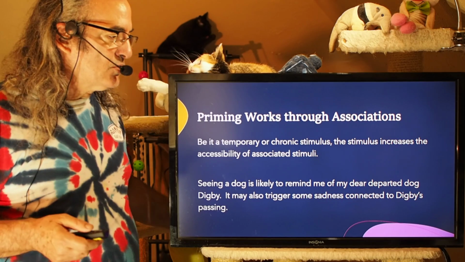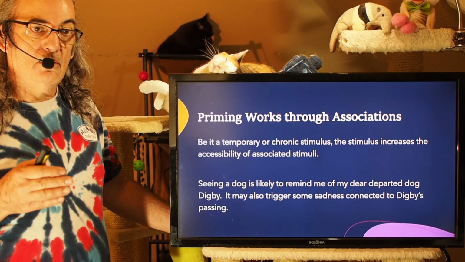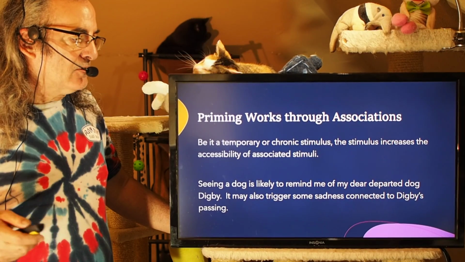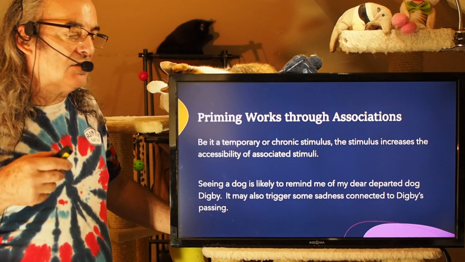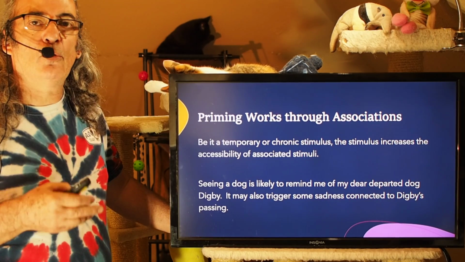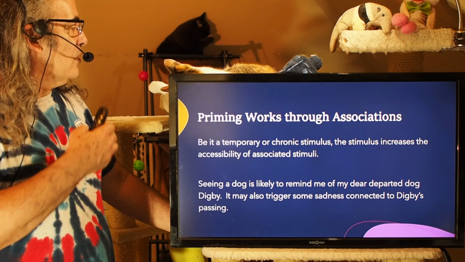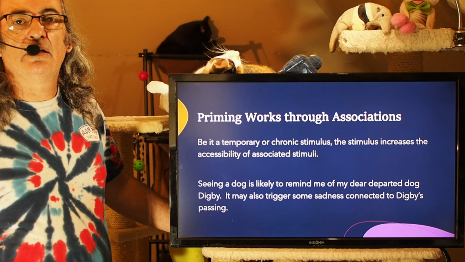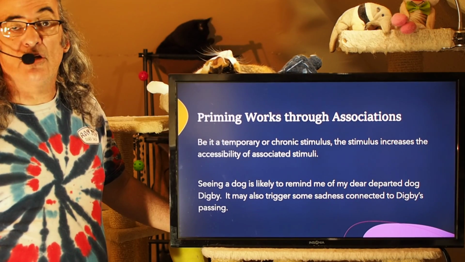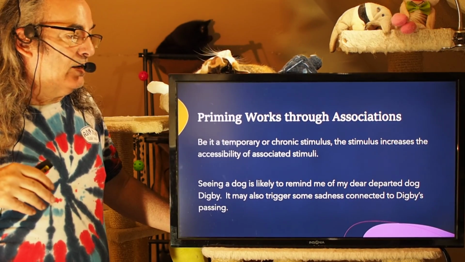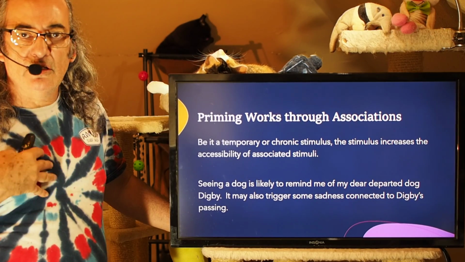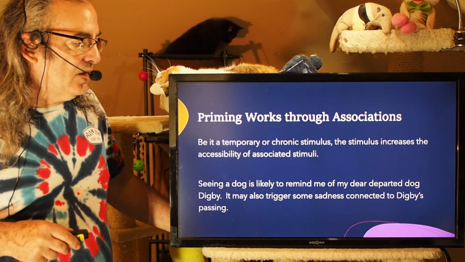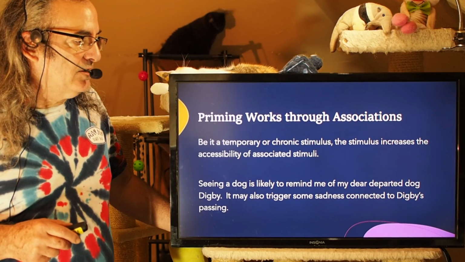Now priming works through associations, or results in associations, both. Be it a temporary or chronic stimulus, the stimulus increases the accessibility, a term we've used before, of associated stimuli. So if I see a cat, then it brings to mind all the items that I have associated with cats. It can bring to mind beliefs, belief systems. It can evoke memories, emotional responses. So for example, seeing a dog is likely to remind me of my dear departed dog, Digby.